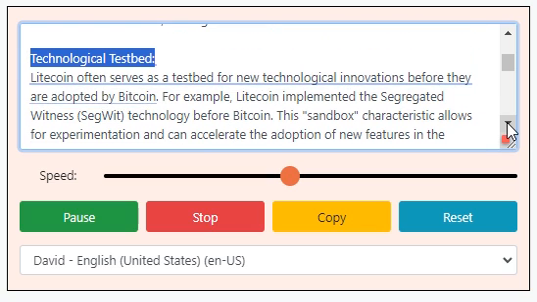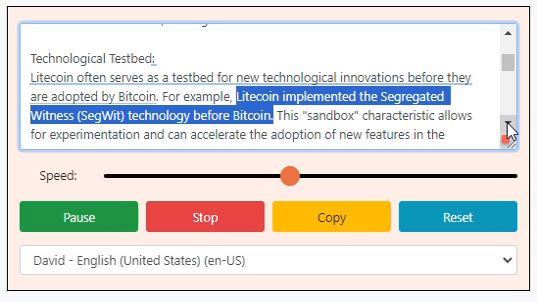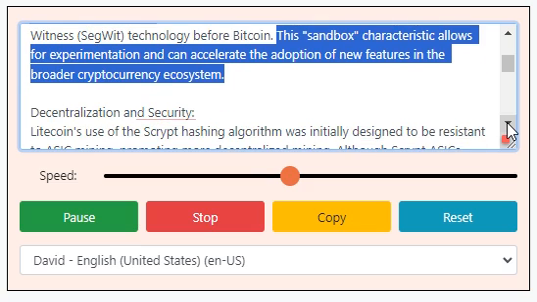Technological testbed. Litecoin often serves as a testbed for new technological innovations before they are adopted by Bitcoin. For example, Litecoin implemented the segregated witness, SegWit, technology before Bitcoin. This sandbox characteristic allows for experimentation and can accelerate the adoption of new features in the broader cryptocurrency ecosystem.